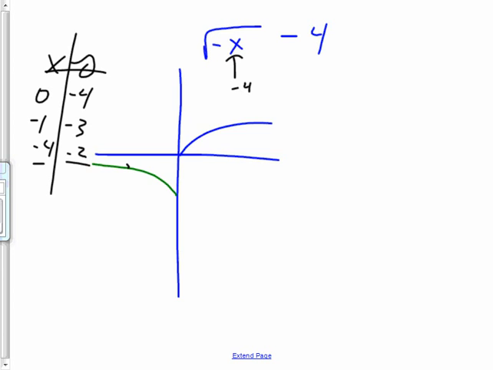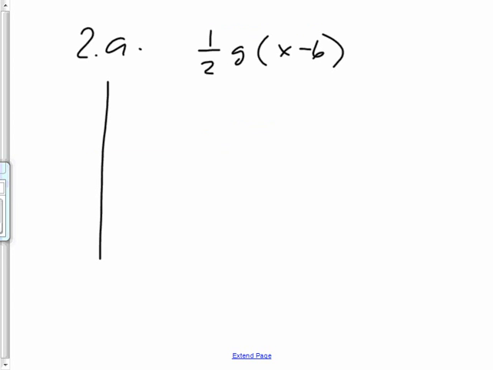Okay, moving on. Next one is 2b as in banana. And it's, oh, I changed it to 2a. You're right. 2a. Sorry. 2a was 1/2 g of x minus 6. Well, it looks to me like that squiggly shaped thing, which was like this in the first place, needs to go where? Well, 6 to the right, and it gets half as tall.